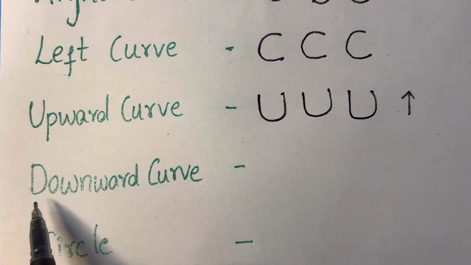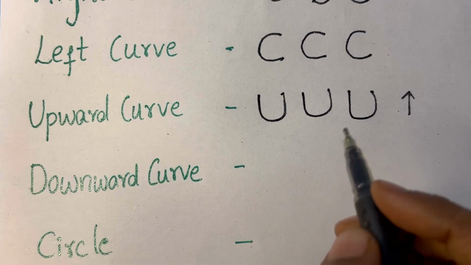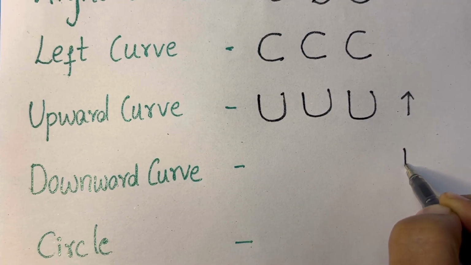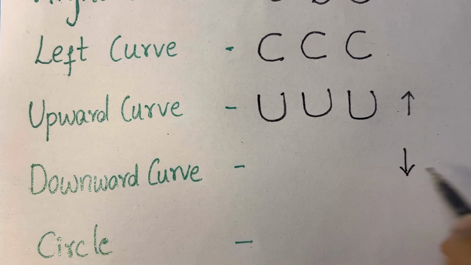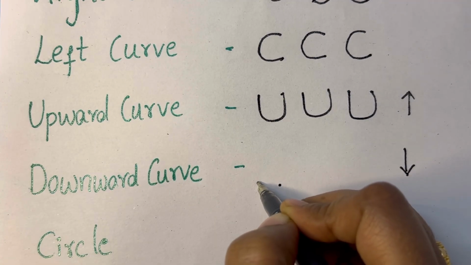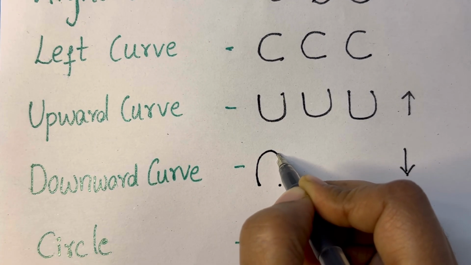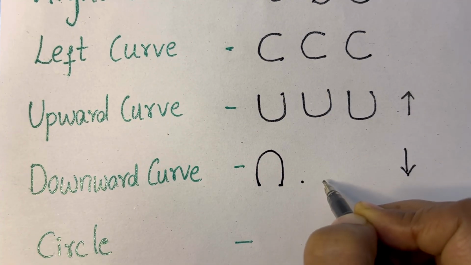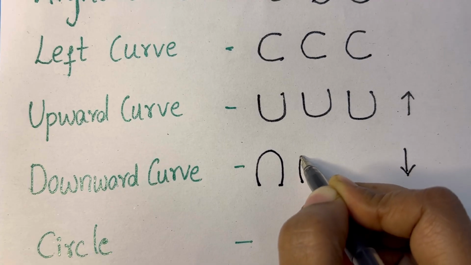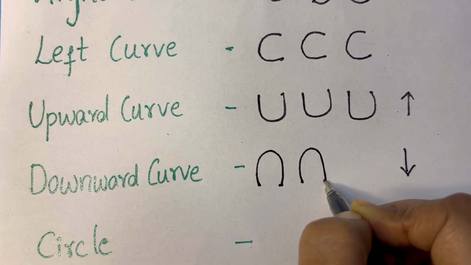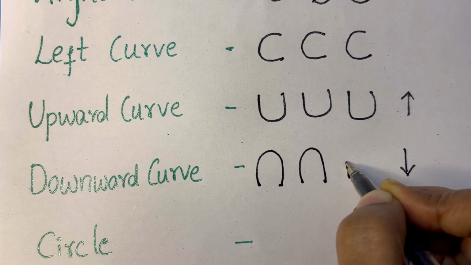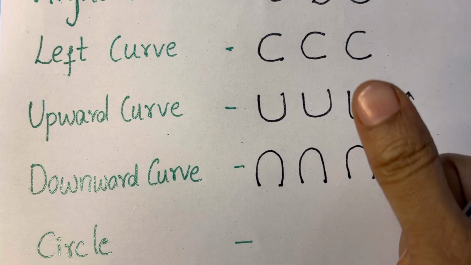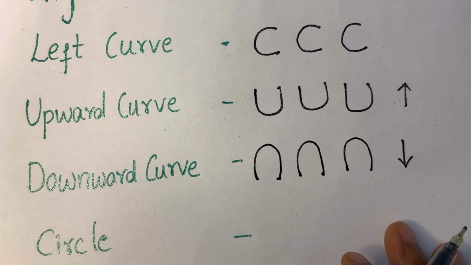Let's move to next pattern, which is downward curve. Which side is down? Yes, correct. This side is down or bottom. Let's trace a curve that faces downward direction as shown in the video. Again, a curve that faces downward. Trace again. A curve facing downward. Good. You learned downward curve.